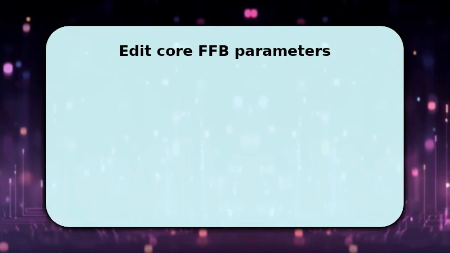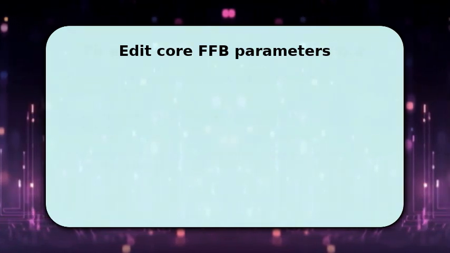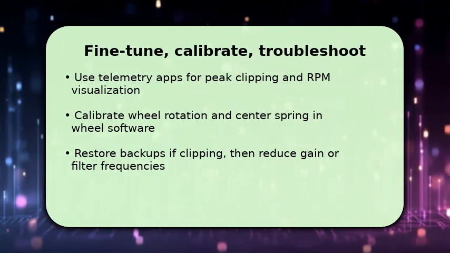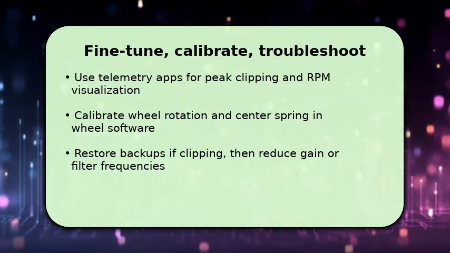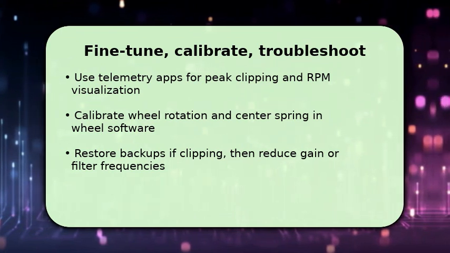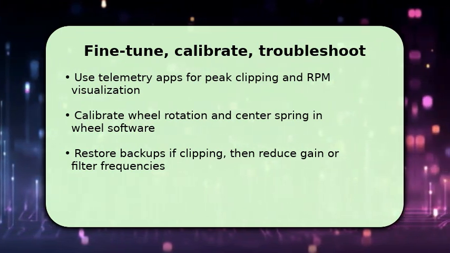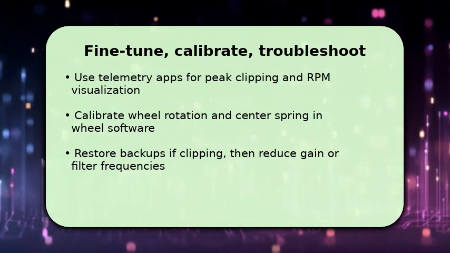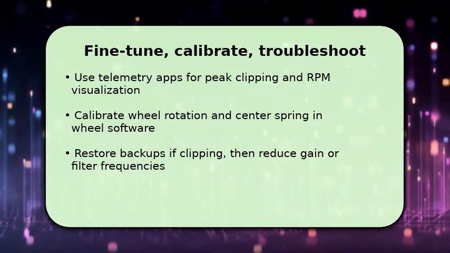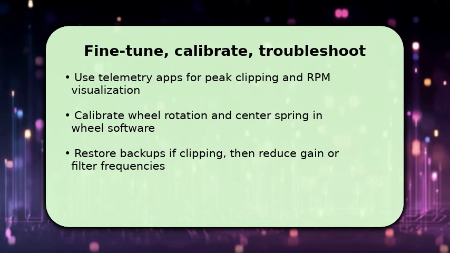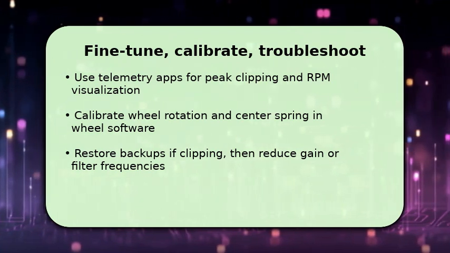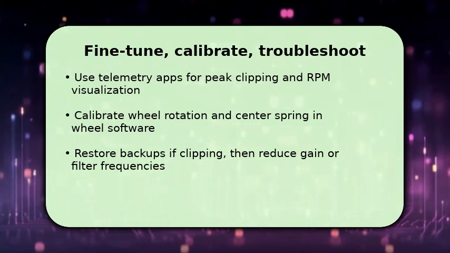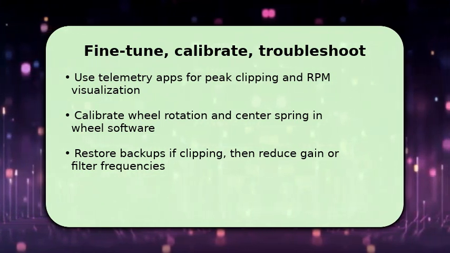Finish by fine-tuning filters and natural oscillation. Enable damper or frequency filters in your wheel software if available. That reduces unwanted vibration. Calibrate rotation range and centering so in-game steering matches the wheel. If you experience clipping, reduce overall gain or lower high-frequency components in player.json. If effects disappear, increase minimum force slightly to preserve feel. If things go wrong, restore your backup and return to the prior working values before trying another change.